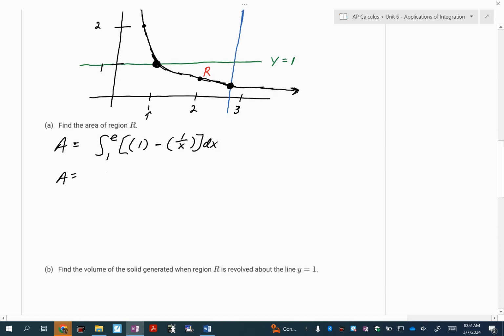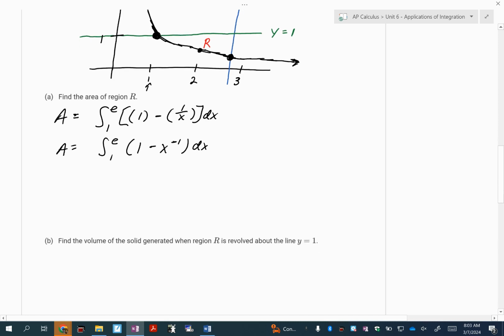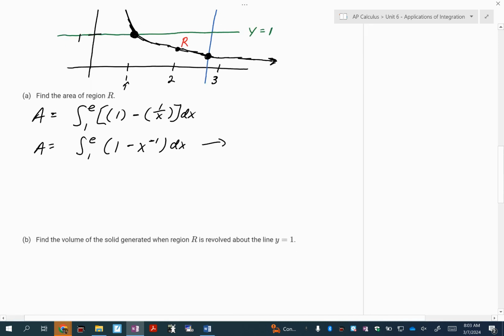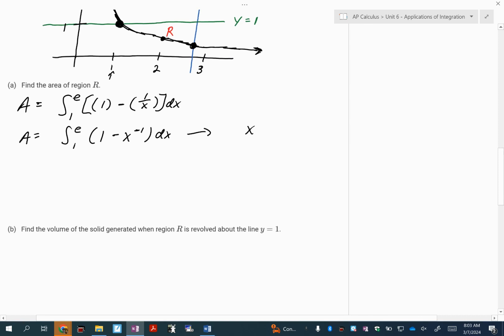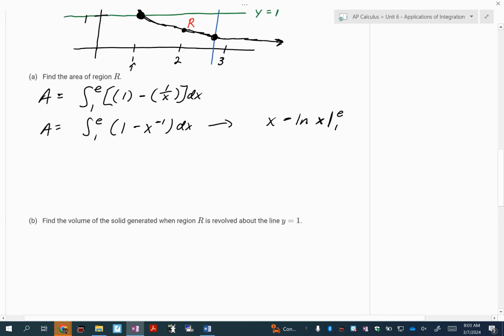Now, if I clean that up and rewrite it a little differently, that's the integral of 1 minus x to the negative first power. I'm ready to find the antiderivative. The antiderivative of 1 is just x. I don't know if you guys remember, but the antiderivative of x to the negative first power, or 1 over x, is the natural log of x. It's been a while since we've done that. And I'll be evaluating this at e and at 1.